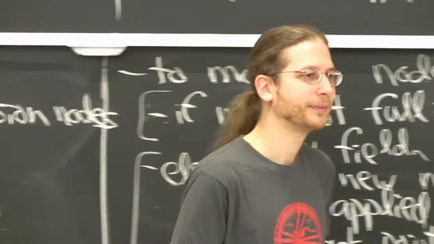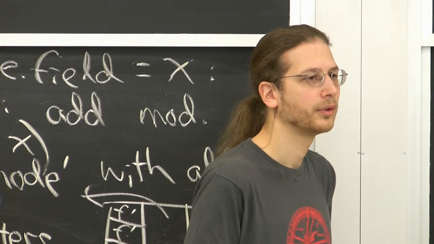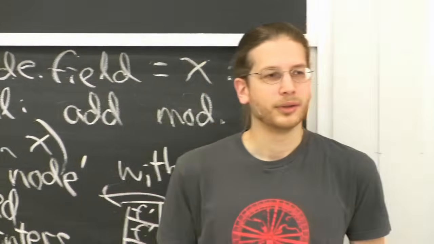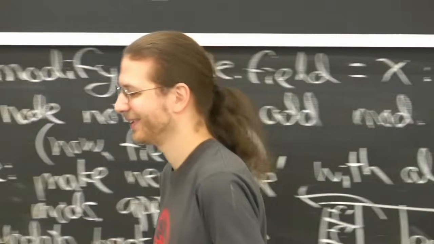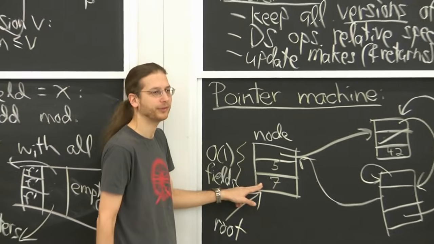Other question? Assuming here that all the numbers take constant space to store for all the versions, what if we have really big numbers and a lot of versions? Then it's O(log n) time, right? In the pointer machine model, we're assuming that whatever the data is in the items takes constant space each.